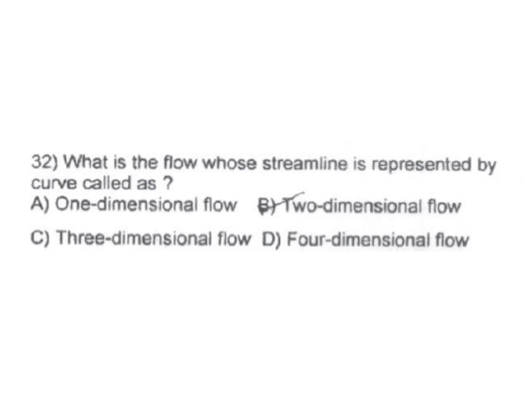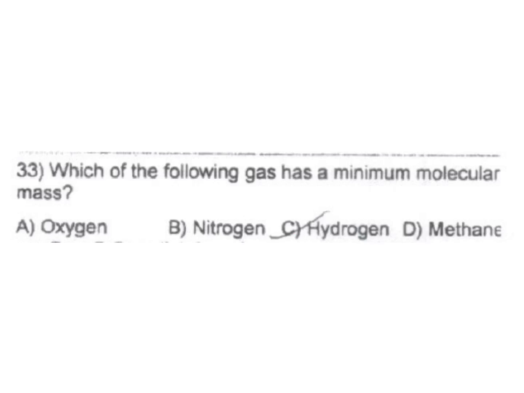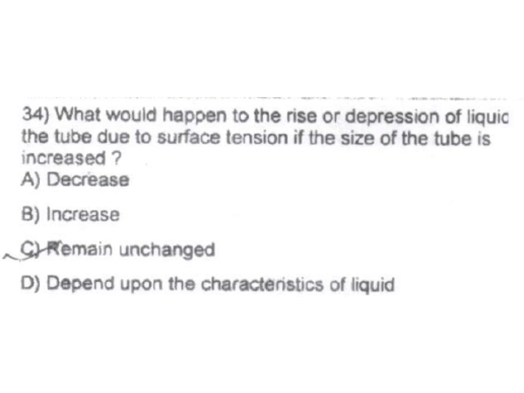What is the flow whose streamline is represented by curve called as two-dimensional flow? Which of the following gas has a minimum molecular mass? Answer is C, hydrogen. Hydrogen is having minimum molecular mass. Question is, what would happen to the rise or depression of liquid?